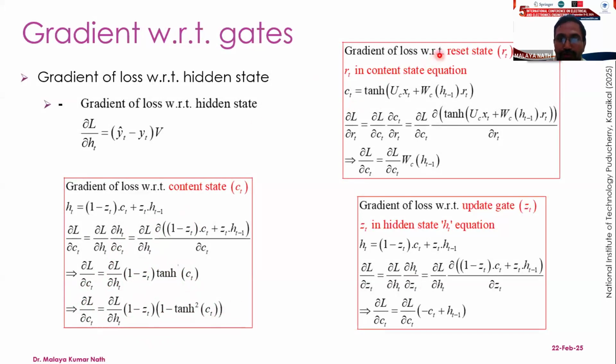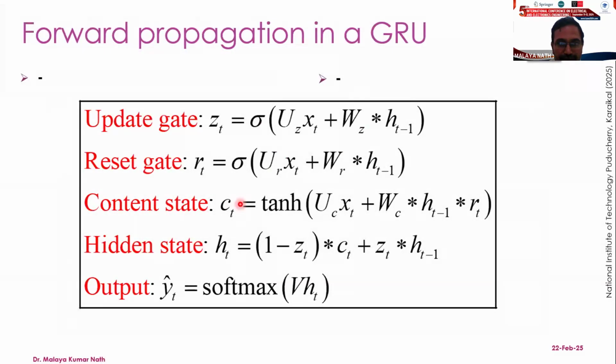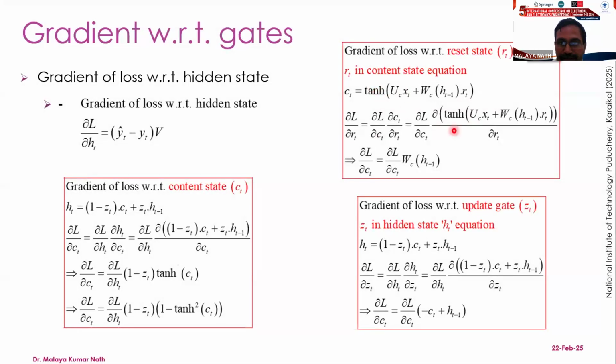Similarly, the gradient of loss with respect to the reset state, that is equal to rt, in the content state equations. So now how can it be applied? Again apply the chain rule. The derivative of loss with respect to rt is the derivative of loss with respect to ct and the derivative of ct with respect to rt. Already you know the ct expression, which you have calculated: ct is equal to tanh(Uc xt + Wc (h of t minus 1 times rt)). So now just substitute this value of ct in this expression and simplify. If you simplify this expression, we reach this expression for the derivative of loss with respect to rt.